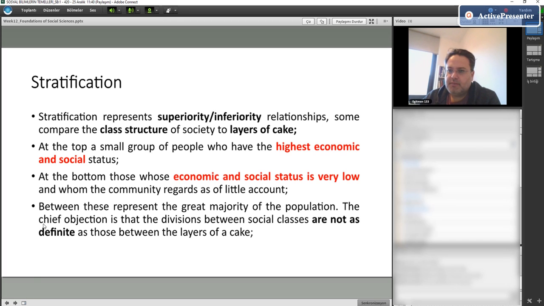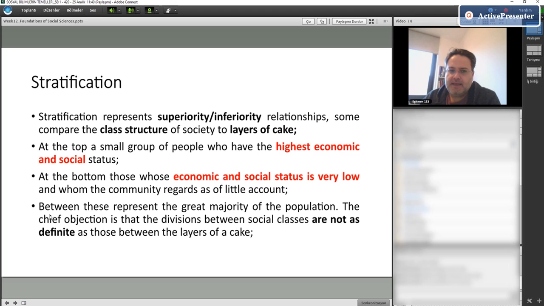We've also discussed stratification, coming from strata, also called categories or layers within a society. And this could be associated with superiority or inferiority relationships constructed within these strata or layers within a social context.